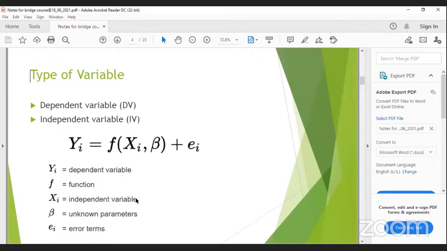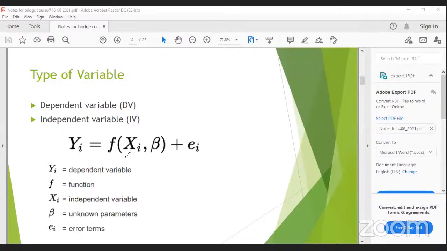Now the basic structure of the model is always y_i is equal to a functional form of x and beta, which is your parameter, plus some error. You can assume y is equal to a plus bx is also a form of model, but that was a simple model. Here I'm writing the general model. Any general model that exists in the world has this form: y_i is equal to f of x_i comma beta plus epsilon.